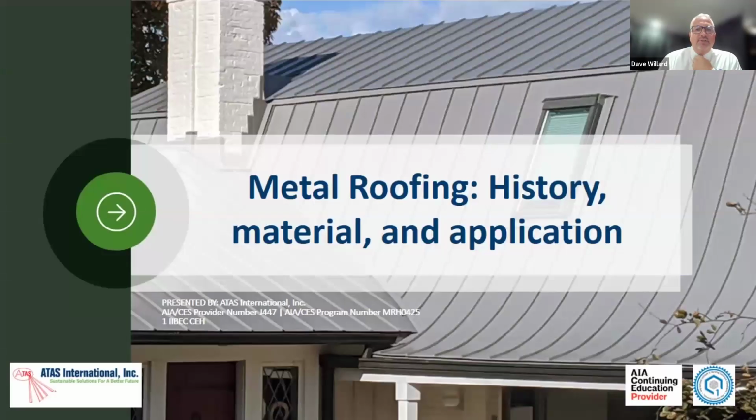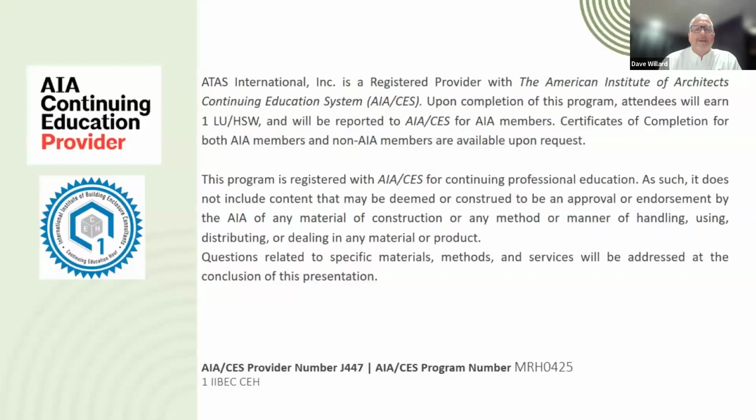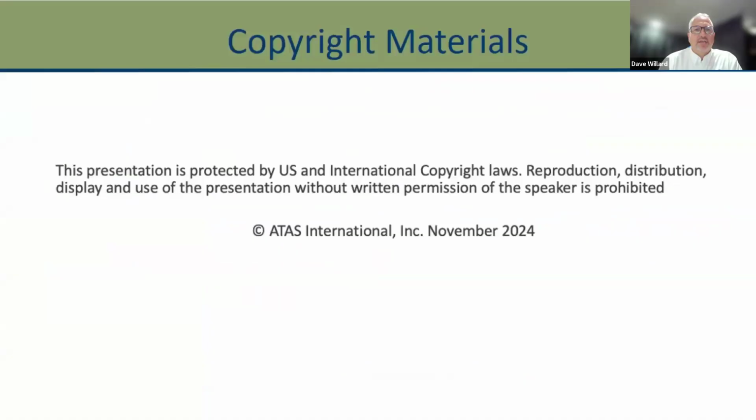So getting into the actual meat and potatoes of the presentation now, we're going to be talking about metal roofing, really the history of metal, kind of where it came from. We're talking about some of the materials that can be used in roofing in a few different applications. As Kayla mentioned, it is good for one unit for your AIA credits. So I'm sure we'll take care of that towards the end.